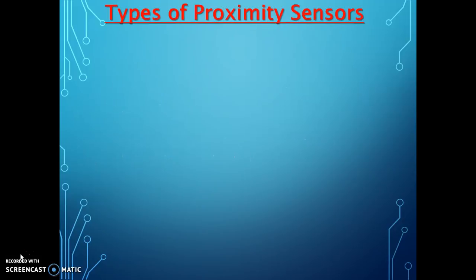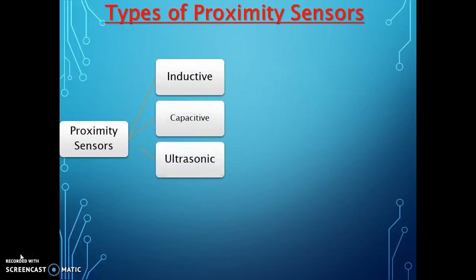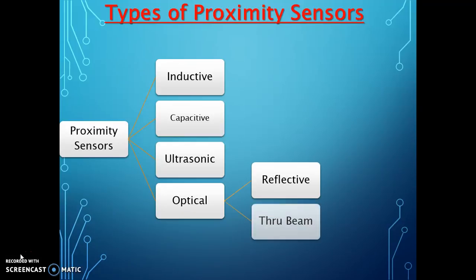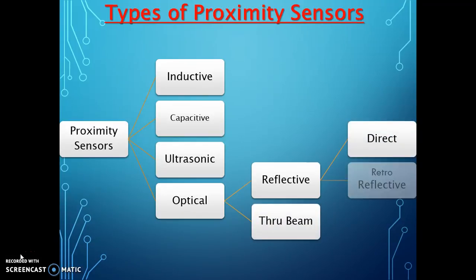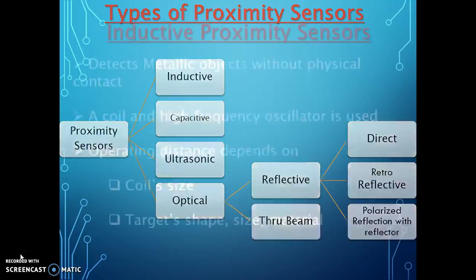Now the classification of the proximity sensors. A proximity sensor is basically divided into 4 types: inductive, capacitive, ultrasonic and optical. Further, optical is divided into reflective and through beam, and reflective into 3 types such as direct, retroreflective and polarized reflection with reflector.